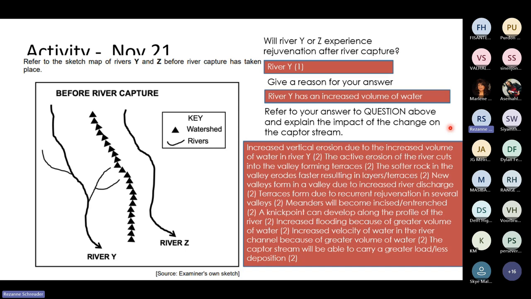So as river Y gets more energized, it will flow faster, it will have less material to deposit along the river course. And only later on in the lower course of river Y, when the river starts to slow down, it will start to deposit the load.